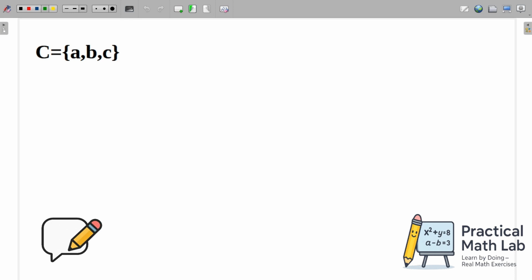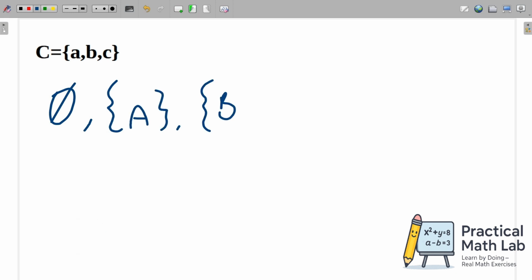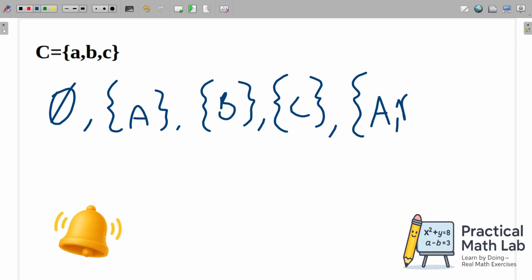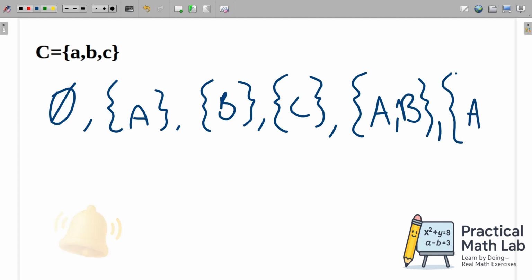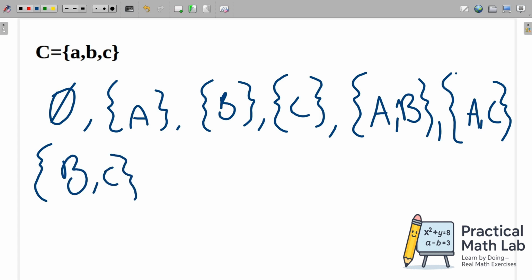List all the subsets of C. Let's get started. First, we have the empty set, the letter A, the letter B, the letter C. Now, the combinations A, B, A and C, continuing B, C. Now the set A, B, C itself.